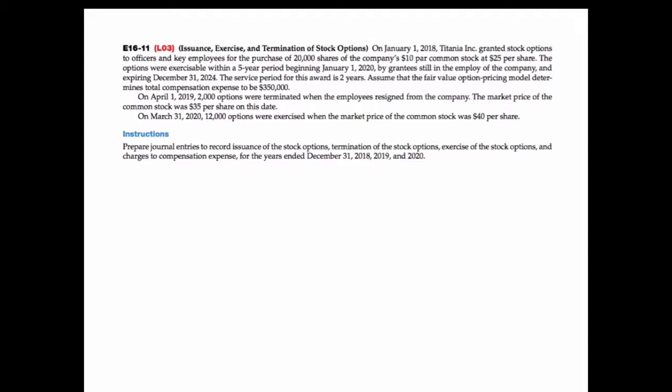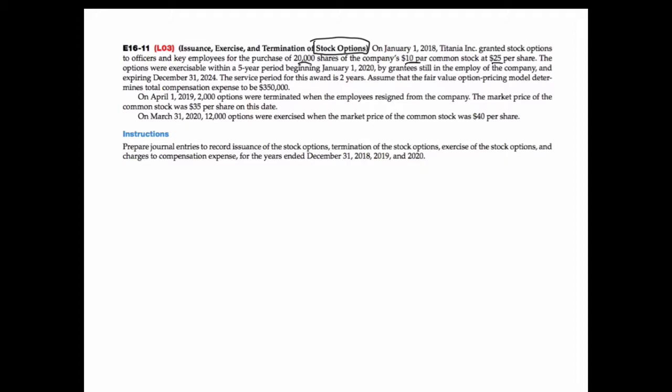All right, now we're talking about accounting for stock options. And it says in this particular problem that Titania Company on January 1, 2018 granted stock options to officers and key employees for the purchase of 20,000 shares of the company's $10 par common stock. They have the right, the exercise price, to buy at $25 per share.